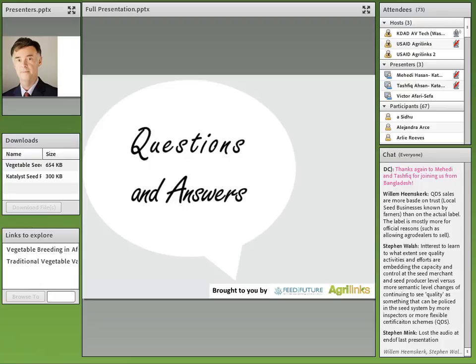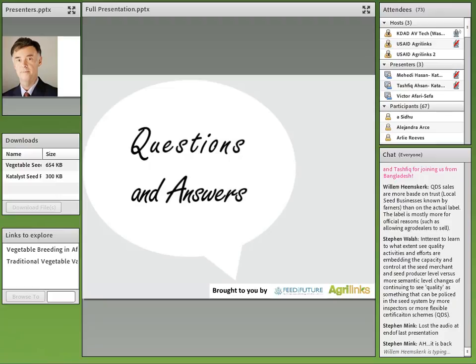Did the project pay for the new packaging, and how did you identify the seed company, and who paid for the new packaging? Was that the project that paid, or the private company?